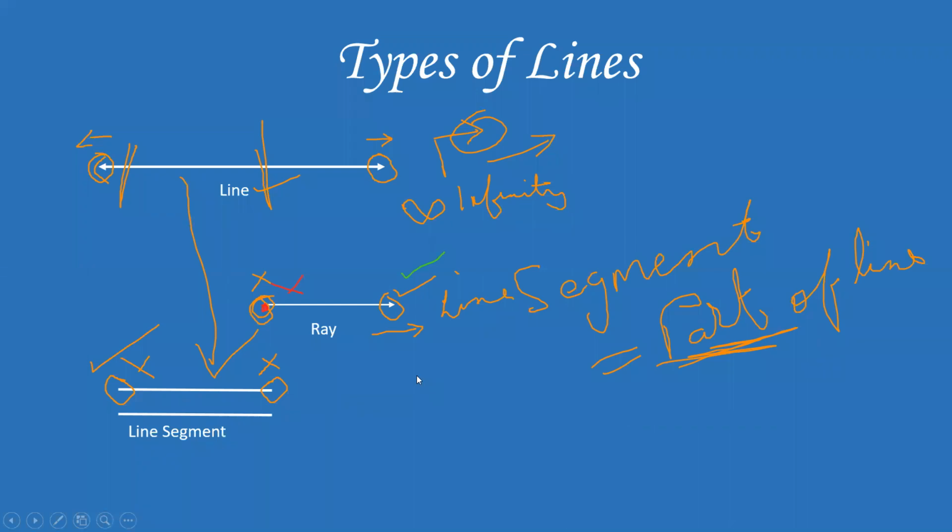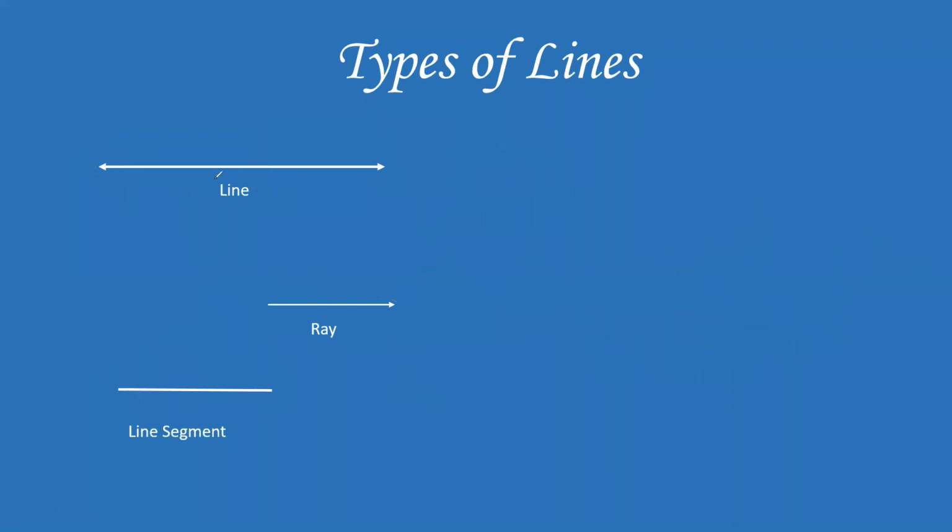Okay, sorry. Now I'm going to clear this because there is a lot of drawing on the screen. So we have a line, a ray and a line segment. Now we have to know how to name these lines. Let's say I have a point A over here. What will be the name of the line? Line A, yes.